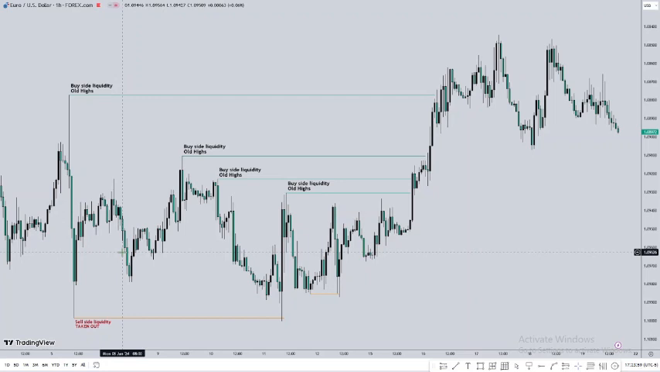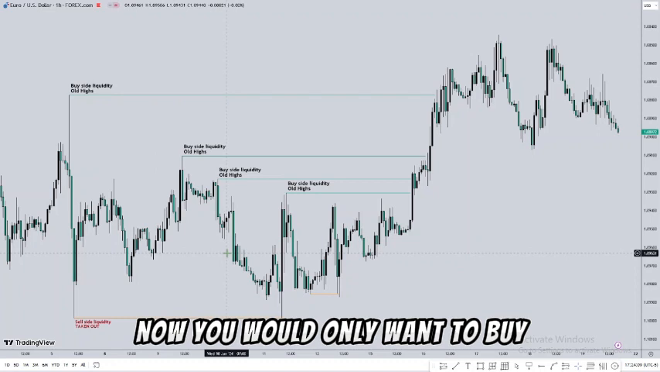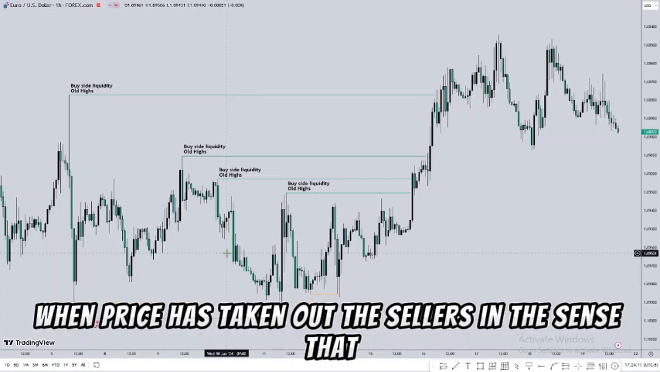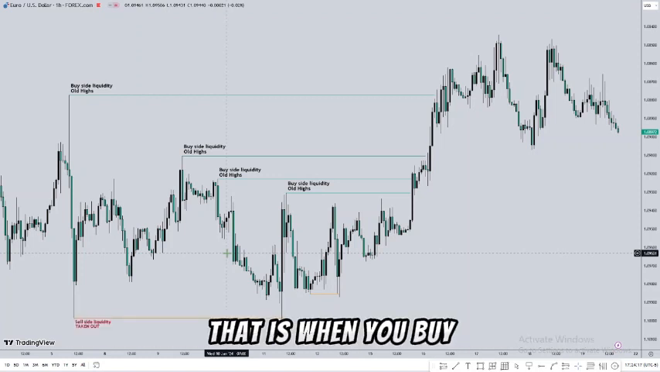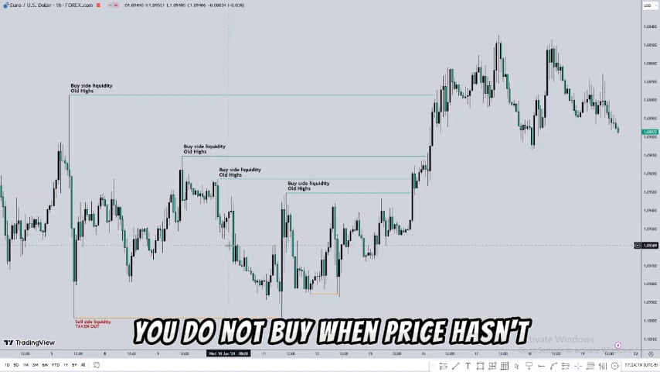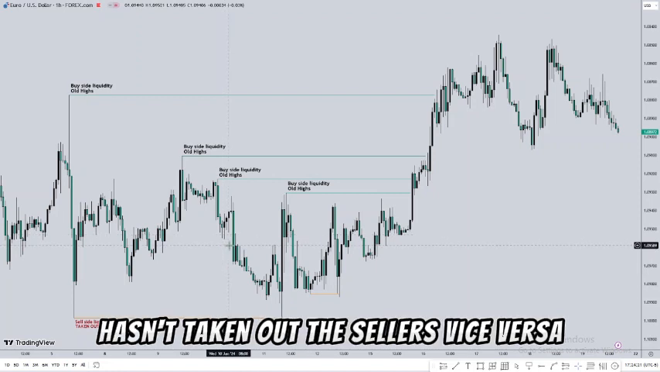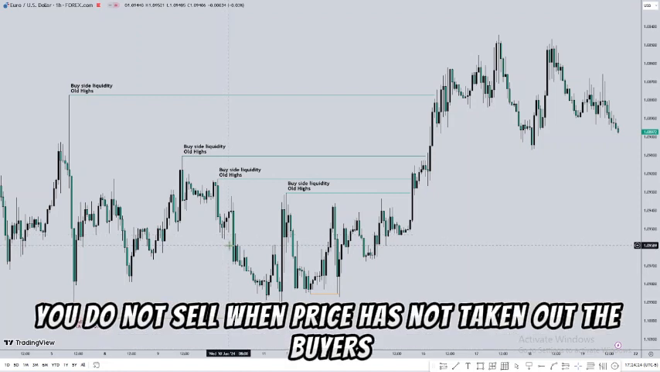Do you understand? Now, when we came to the chart and realized that this is the old high and this is the old low, price is in a range, which is very good. You would only want to buy when price has taken out the sellers, in the sense that those selling are ready to sell to you. That is when you buy. You do not buy when price hasn't taken out the sellers. Vice versa, you do not sell when price has not taken out the buyers.